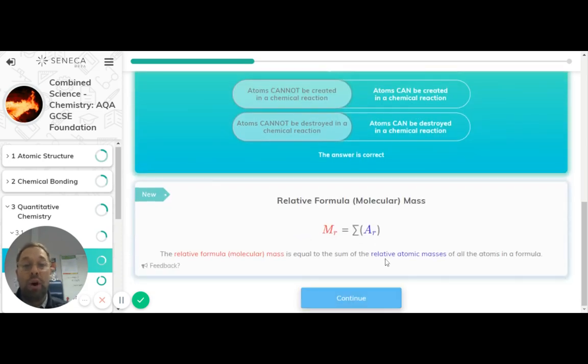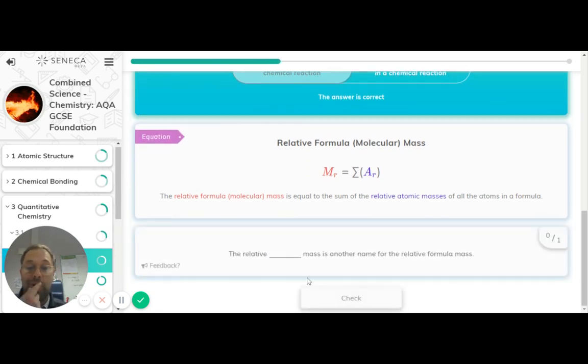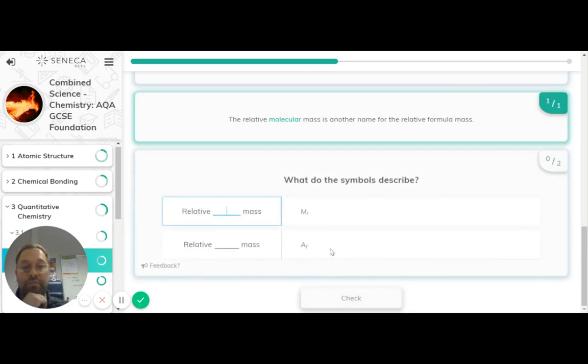Here's a formula for working out the relative formula or relative molecular mass. So down here, this little symbol Mr means the relative molecular mass of something, the R is for relative, the M is for molecular mass, and what that little sign means is that it's the sum of all the individual relative atomic masses. So the relative formula mass is equal to the sum of the relative atomic masses in the formula. Maybe we'll get one of those to do. Oh, there we go. The relative something mass is another name for the relative formula mass, so we're going to put in there the relative molecular mass is the right one.